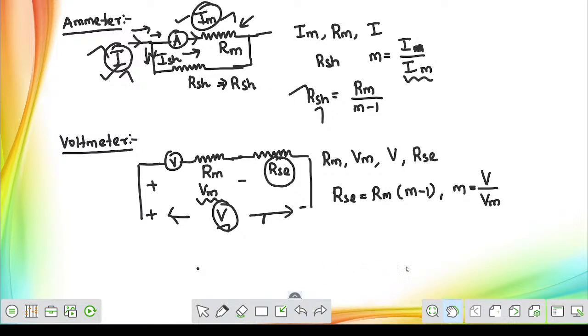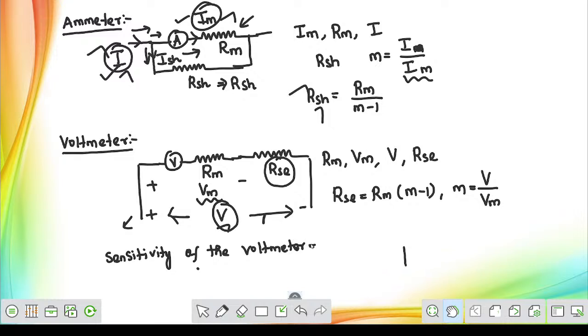The next type of question they will frame is that you will be requested to calculate the sensitivity of the voltmeter. You'll be requested to find out the sensitivity of the voltmeter. Most important question, repeatedly asked.